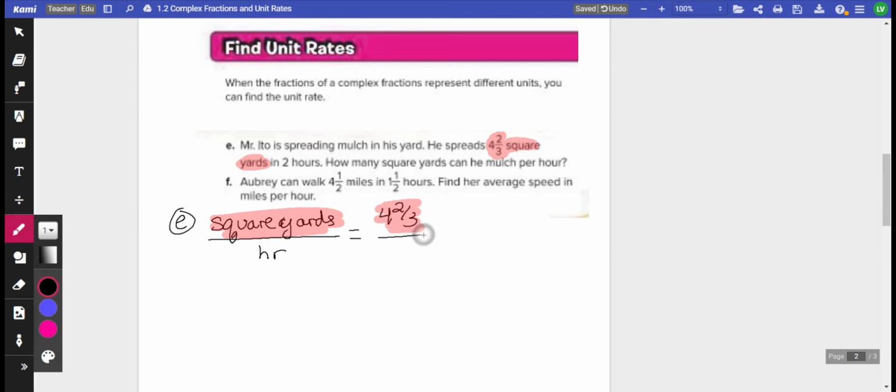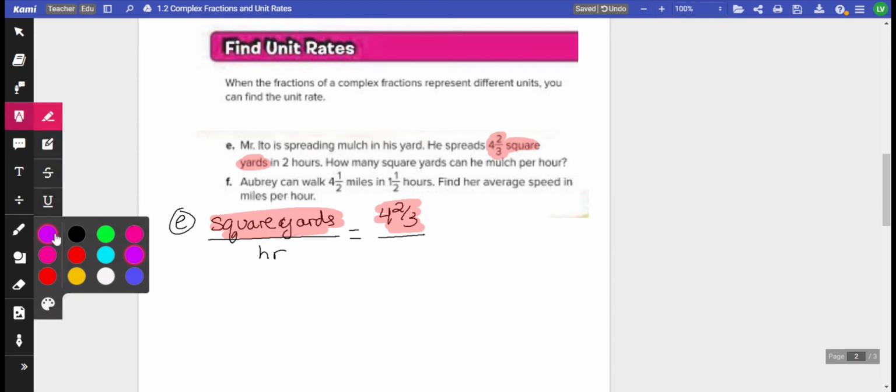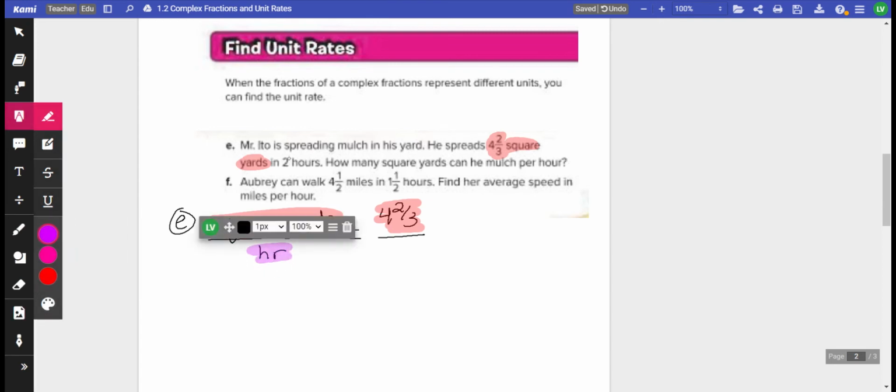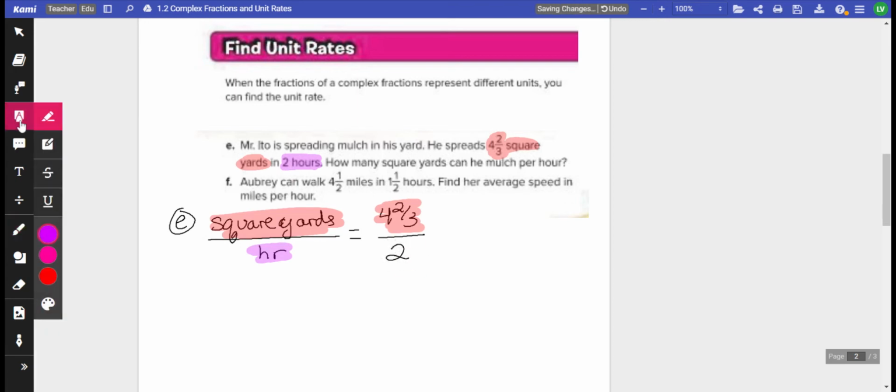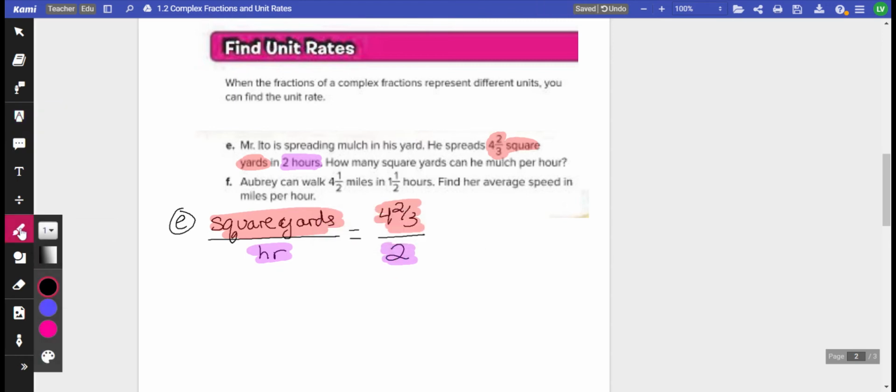So 4 2/3. The next piece of information that I want is the number of hours. Well, it says in here it took him 2 hours. So I want to put 2 down in my denominator. And now I'm going to go ahead and I'm going to simplify.